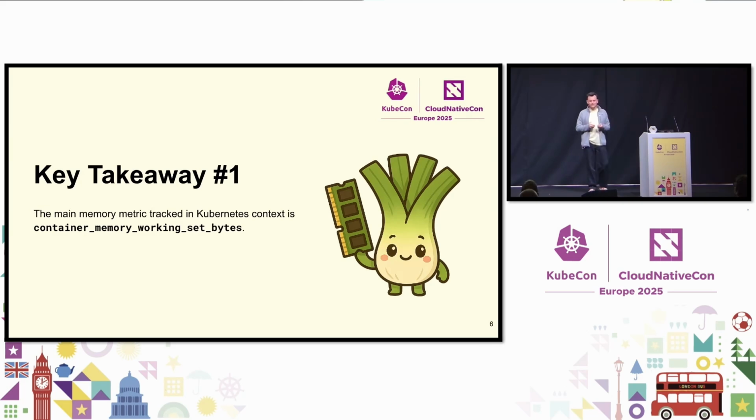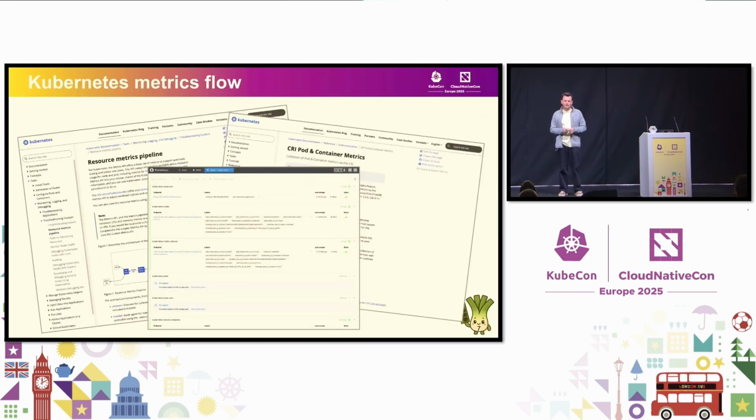So this is the first, very early conclusion. I think I could be fairly right to say that the main memory metric that is tracked in the Kubernetes world for pods is container memory working set bytes. So the thing I wanted to do next is try to understand where it comes from.